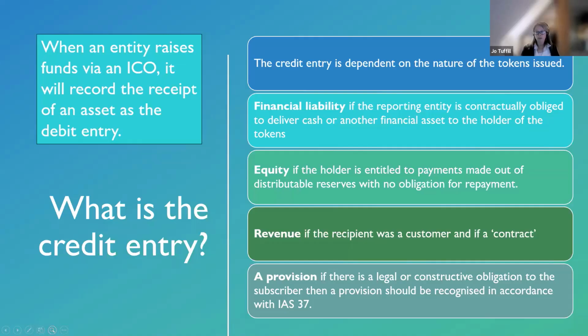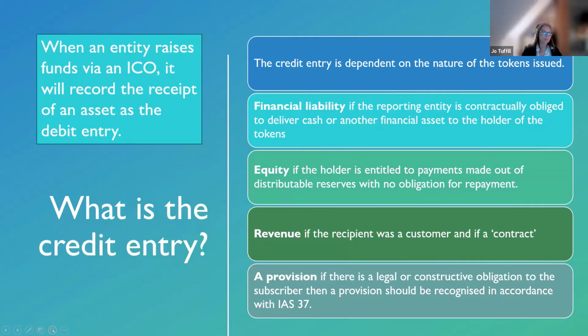It could be revenue. So that's if the recipient was a customer and if there's a contract. And it could be that they're getting goods and services in exchange for that finance. So therefore, it ultimately is a revenue item. Finally, it could be a provision. If there's a legal or constructive obligation to the subscriber, then a provision should be recognised in accordance with IAS 37. So it depends on what is behind that money being given as a receipt.